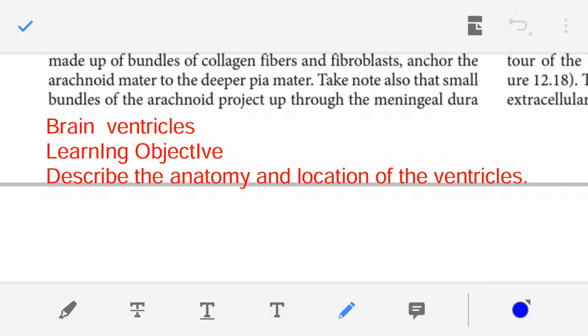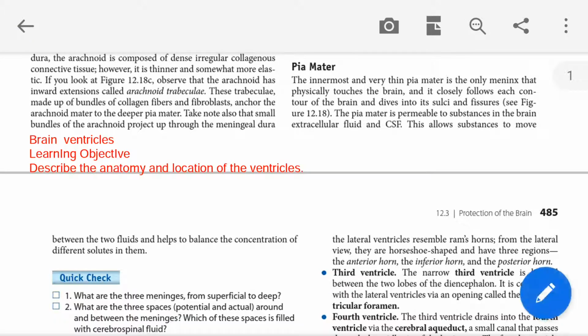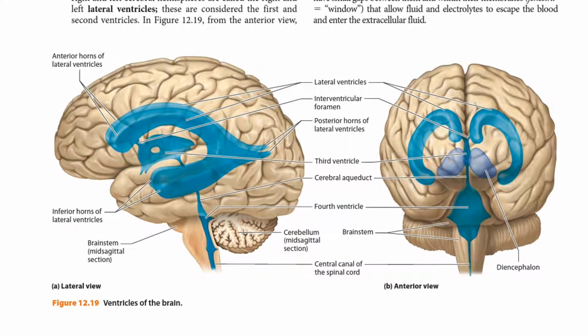Now, in this lecture, the learning objective is to discuss the anatomy and the location of the ventricles, where exactly in our brain the ventricles are present, and also the anatomy of the ventricles. Before we start this lecture, I would like to show you this figure.